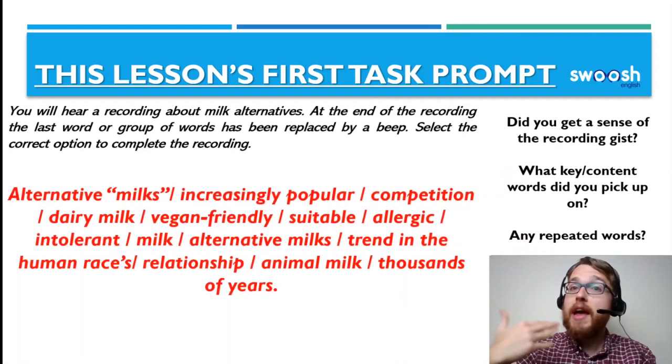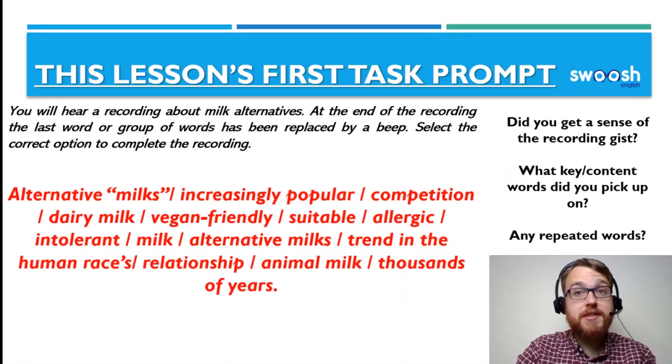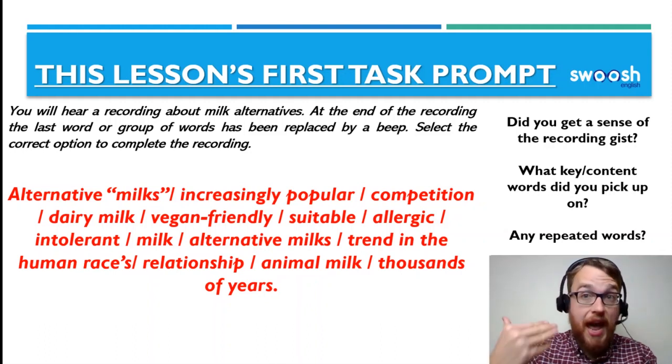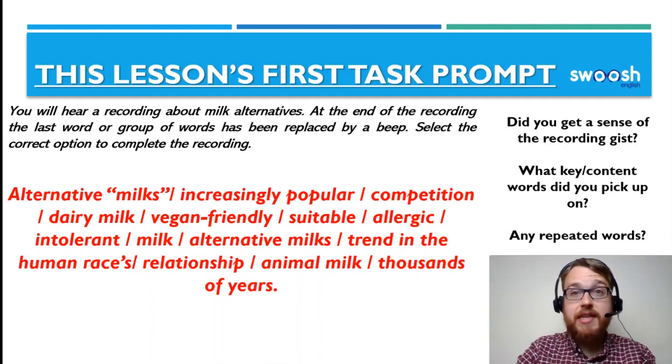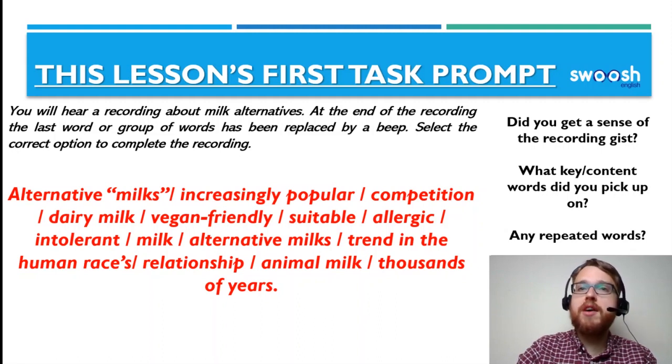All right, so here is a summarized transcript of the recording with all the key content words. So you will not be expected to take a note of every single one of these on the day of the exam, but obviously the more you can get, the better. But don't panic if you didn't get as many words as I have noted down here on this slide. So let's go through the words that are important. Alternative milks, increasingly popular, competition, dairy milk, vegan friendly, suitable, allergic, intolerant, milk, alternative milks, trend, human race's relationship, animal milk, thousands of years.